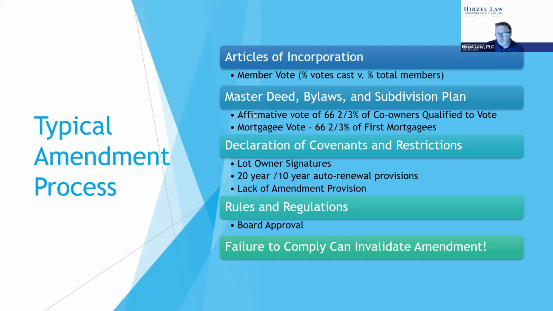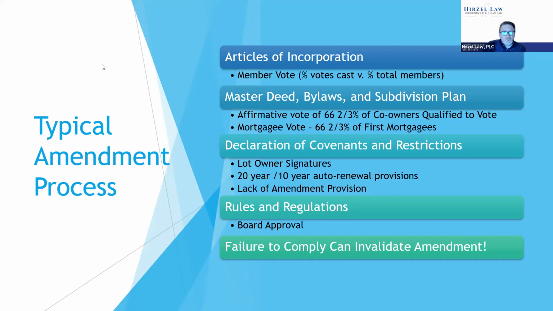There's also a mortgagee vote requirement for master deed and bylaws of 66 2/3% of first mortgagees. However, there's a fundamental difference between a mortgagee vote and a co-owner vote. For a co-owner vote, you need 2/3 of all co-owners to affirmatively say yes. With a mortgagee vote, you still need 2/3 of all mortgagees, but a non-response from the company is considered a yes vote.